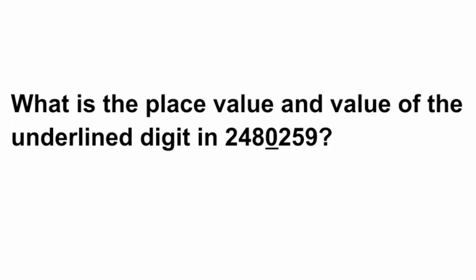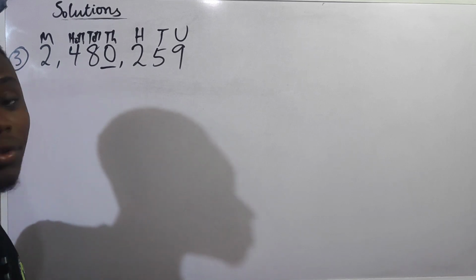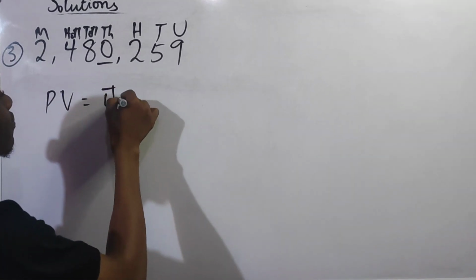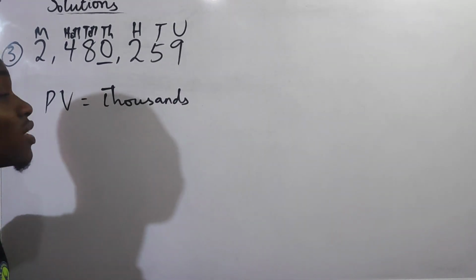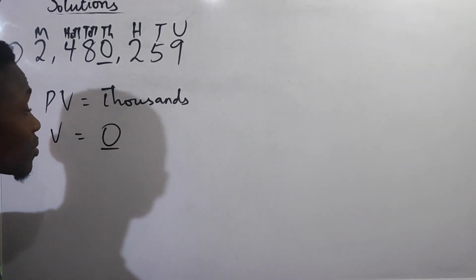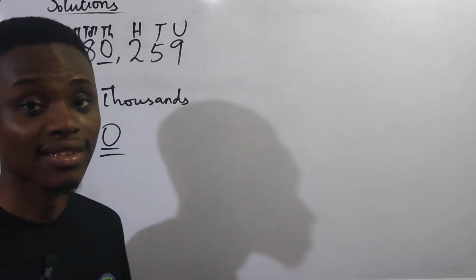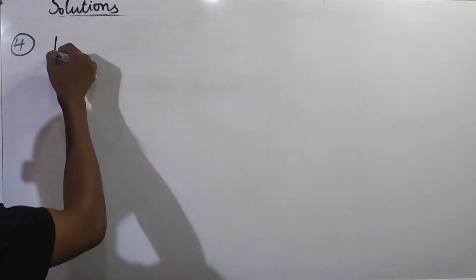Number 3. What is the place value and value of the underlined digit in 2,480,259? The underlined digit is 0. The place value is thousands. The value is what? 0. 0 is always 0, no matter where it stands. Okay?